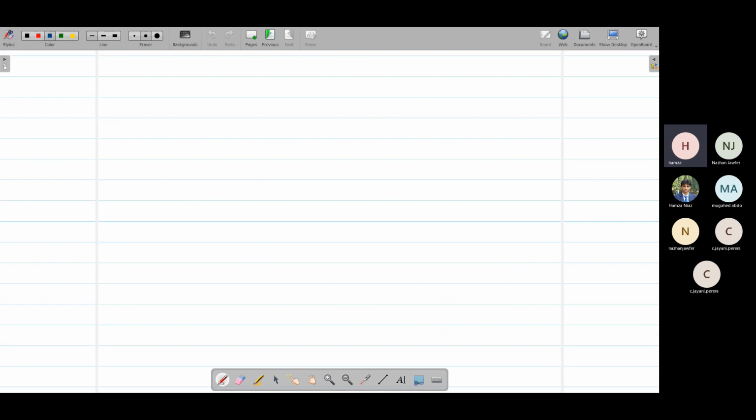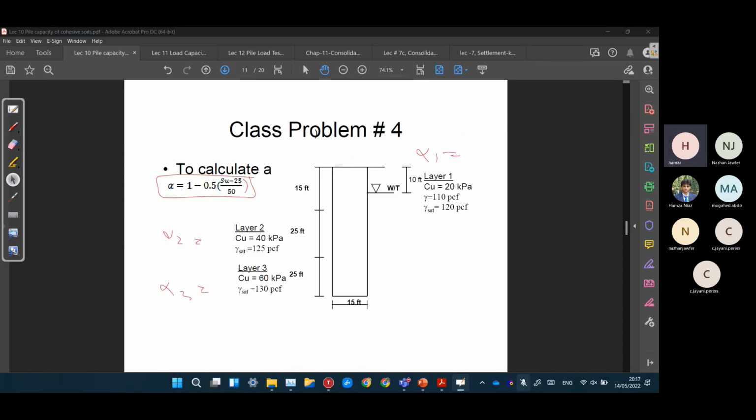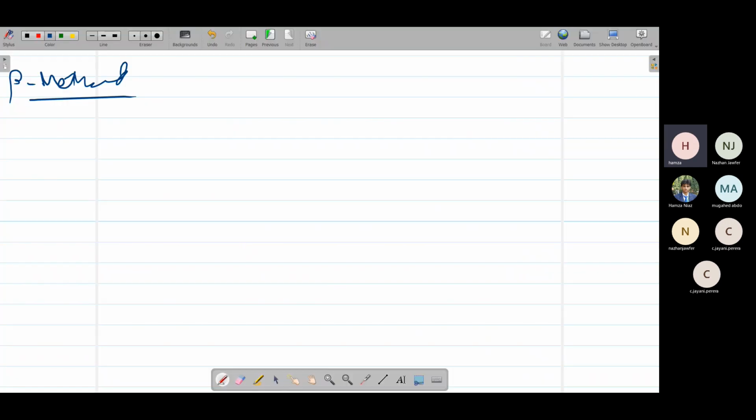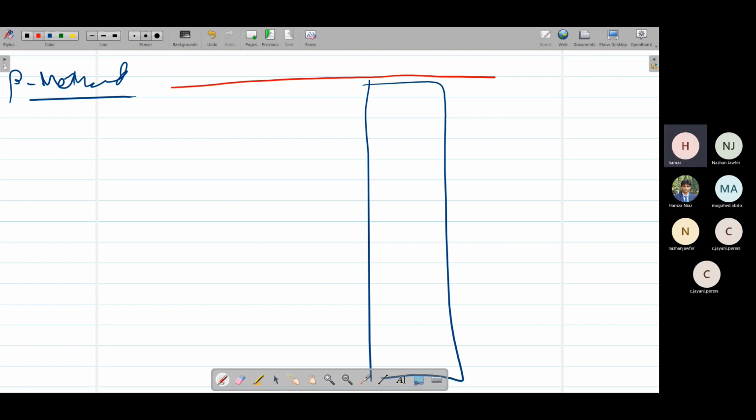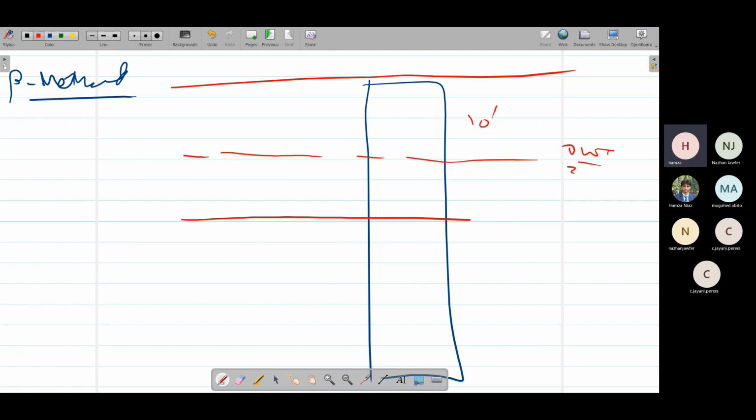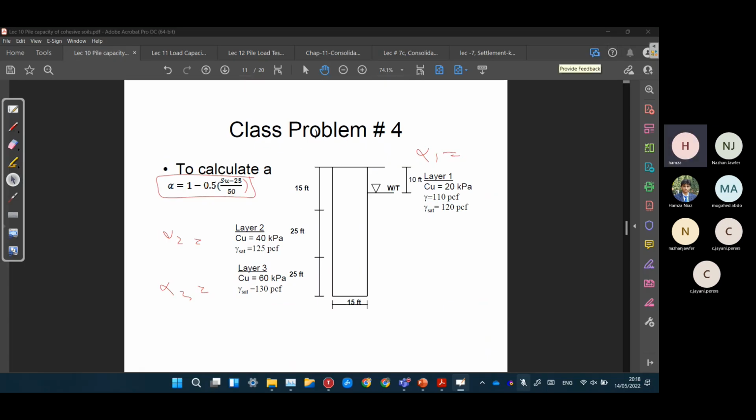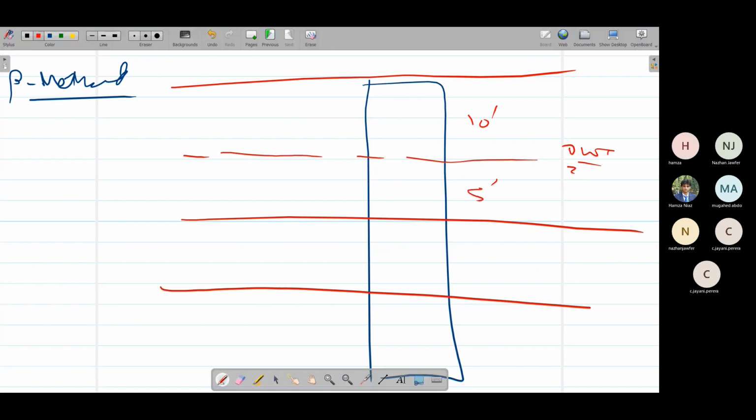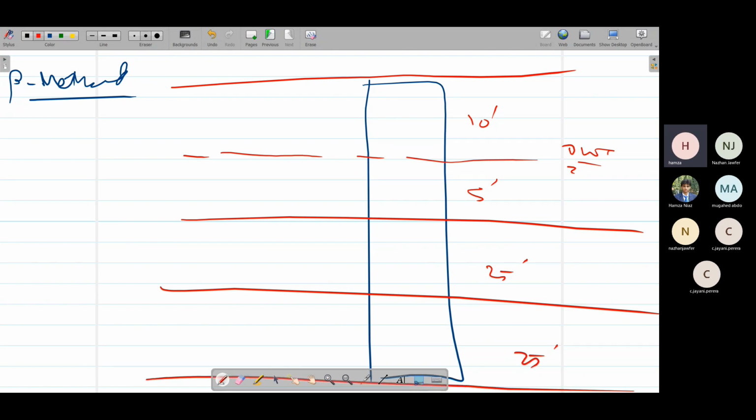For the beta method, if we solve this, it becomes a bit more complex. Why? Because we have to find the overburden pressure. For example, they're saying the water table is at 10 feet, then 15, 25, 25. So for example, if we have this pile, we have this water table at 10 feet. After this, the layer is 15 feet total, so this means 5 feet, then 25 feet, and the last layer is also 25 feet. So these are the values given.